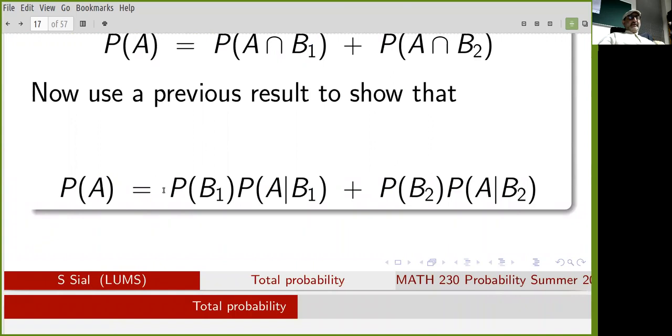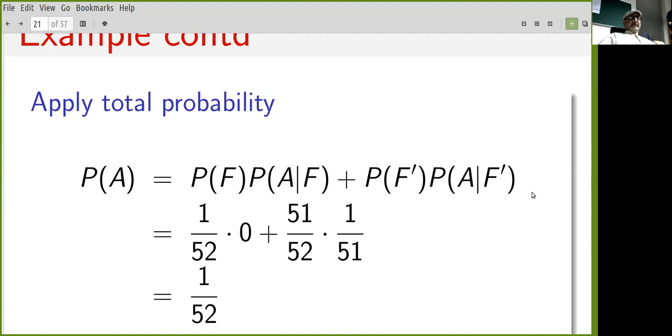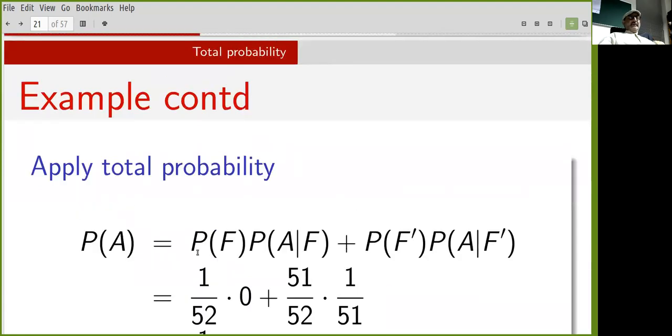It says that the probability of A is the probability of F times the conditional probability A given F plus the probability of F prime times the probability of A given F prime. Now let's think about these. Probability of F. What's the probability that the first card is the Queen of Spades? That's 1 out of 52. The first card could be any one. If it's properly shuffled, there's no cheating going on, the first card could be any of the 52 cards equally likely. So 1 out of 52.